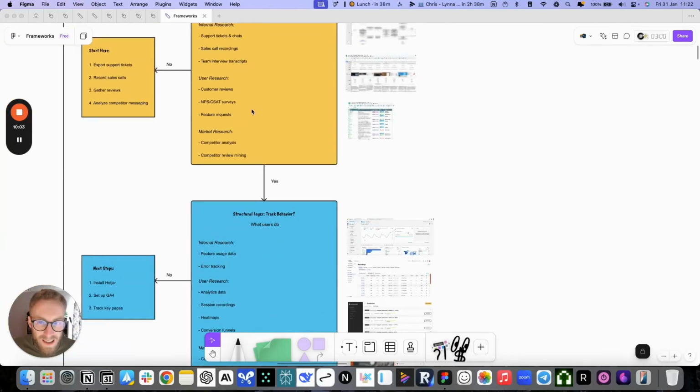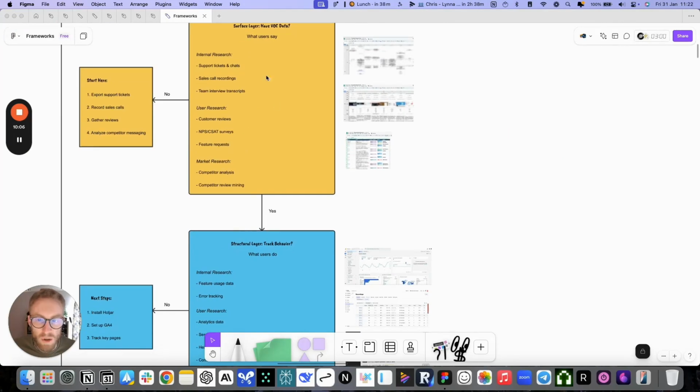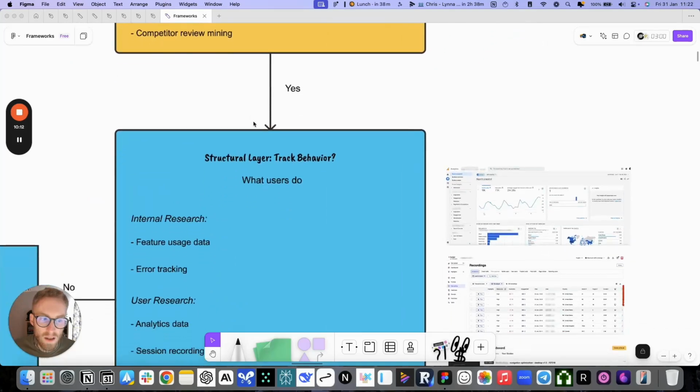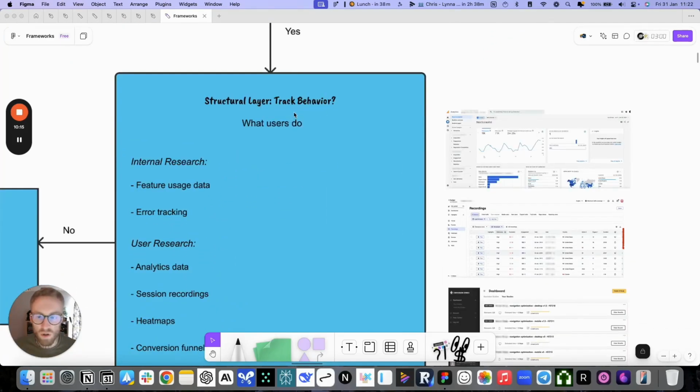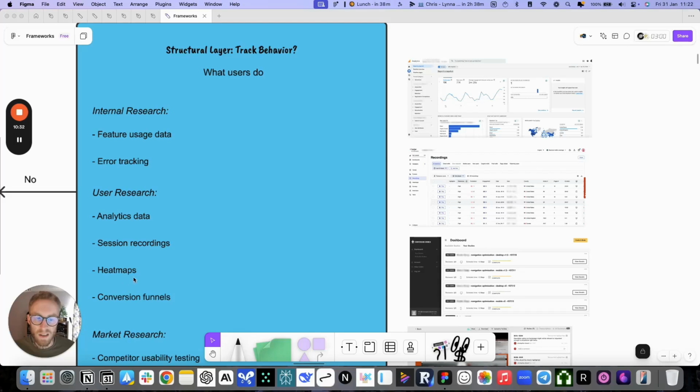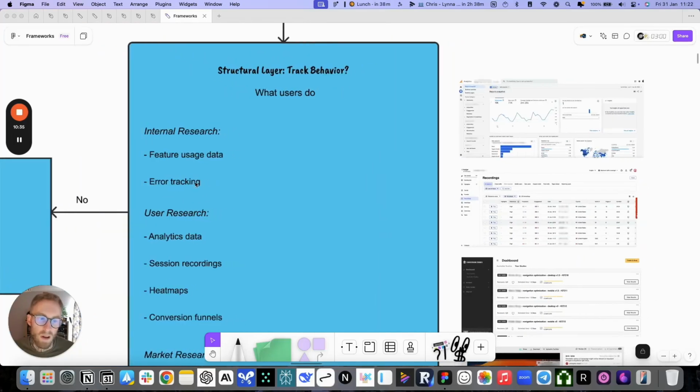The next stage or layer, actually, once this has been completed, is the structural layer, tracking behavior, what users do. It's something else that's pretty easy to get access to. I would say 60-70% of the companies I work with typically already have some of these in place, especially the analytics and the heat maps. But there are other things.